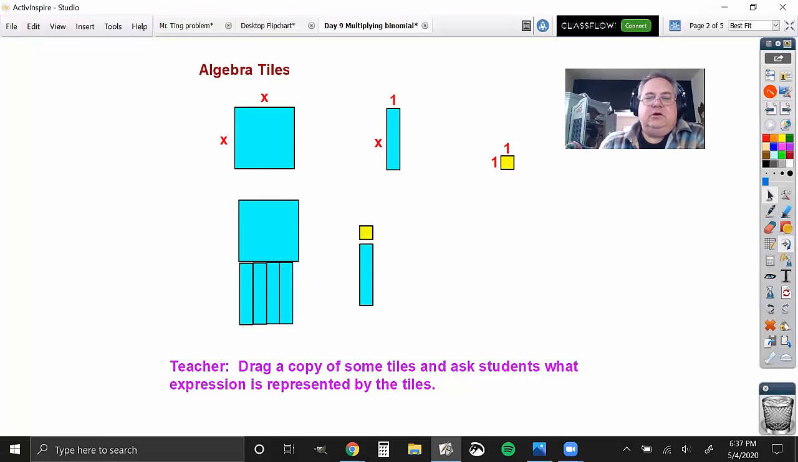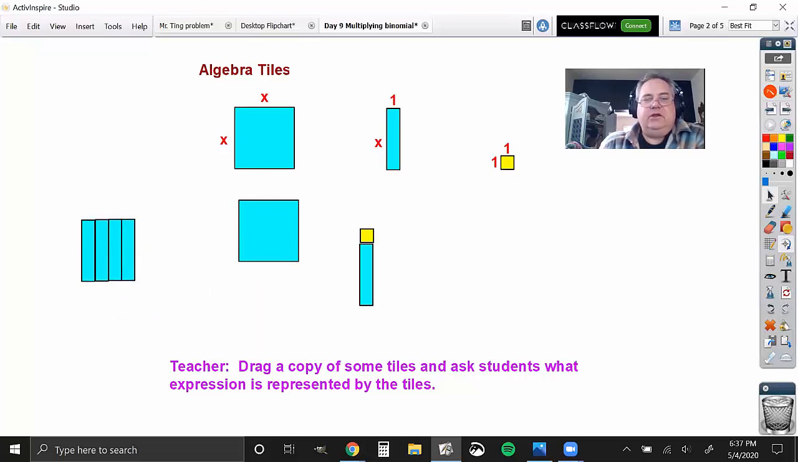Now this unit tile could go on the end. Oh, by the way, let me finish that. You're not allowed to put long sides and short sides together. Can't do that. You can put long side together, or you can put short side together, but you cannot do this.